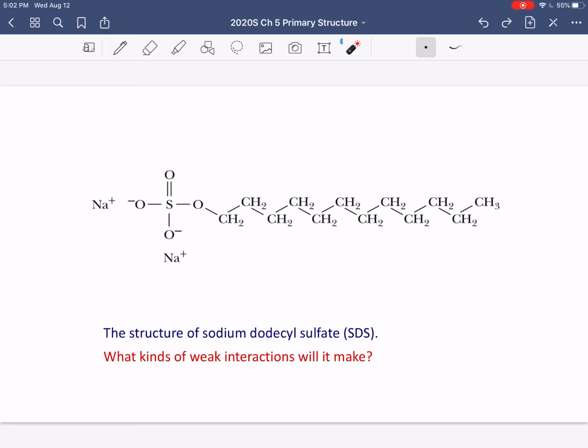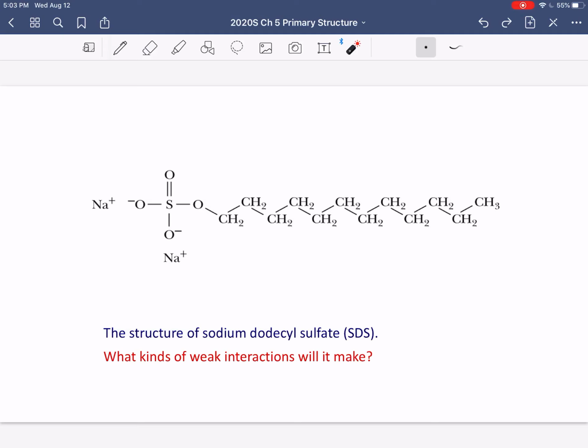And then it's linked through an ester linkage to these methylene groups, which are a linear chain that resembles the fatty acid, all hydrophobic groups, right? So this end of the molecule is hydrophobic, this end is hydrophilic, so it's amphipathic or amphiphilic. Those two names are synonymous. Sodium dodecyl is 12, sulfate.